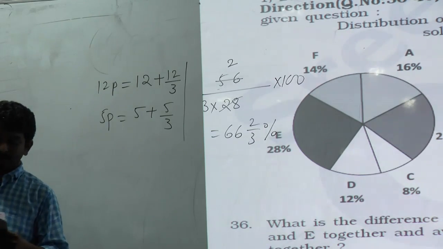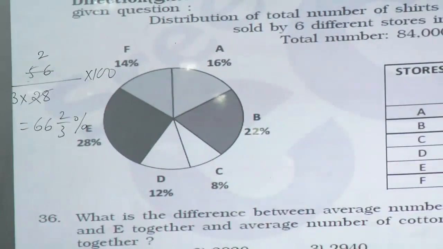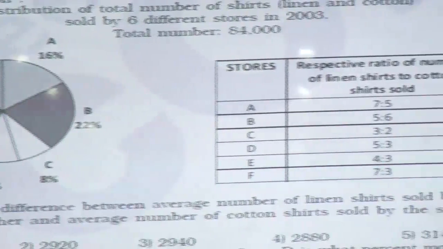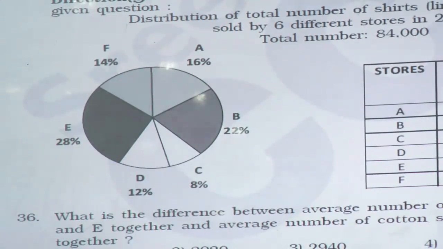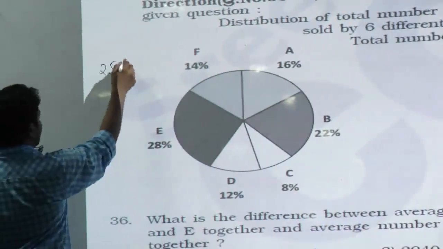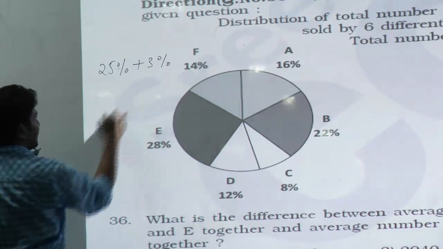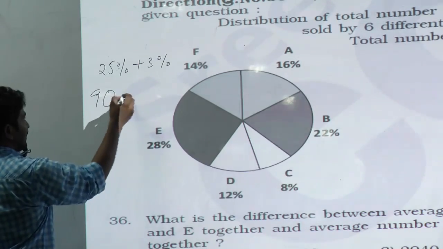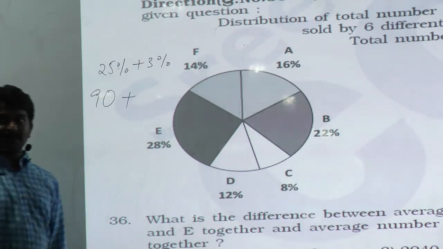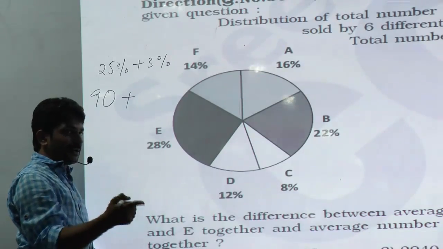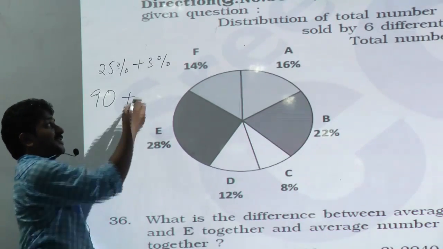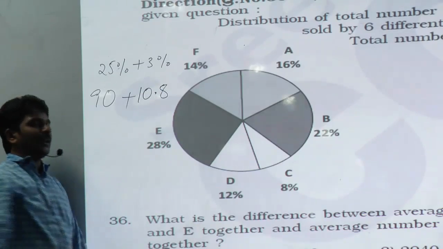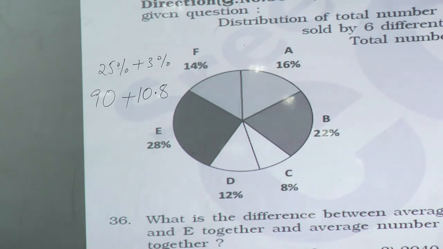39. What is the central angle corresponding to the shirts sold by store E? Store E, what percent is this? 28%. We'll take it as 25% plus 3%. Total 100% is equal to 360. 25% is 90. And 1% is 3.6. 3% is 3 into 3.6, which is 10.8. Total 100.8. Next, 40.